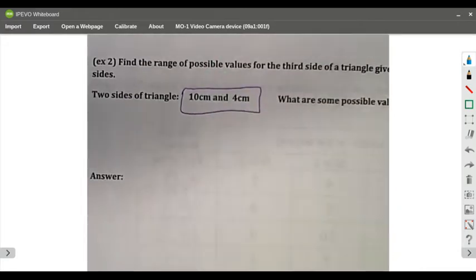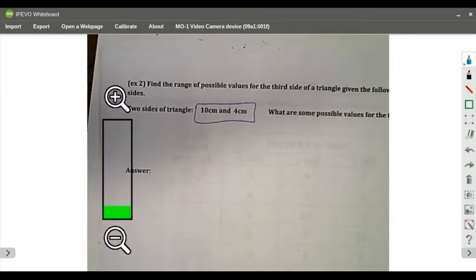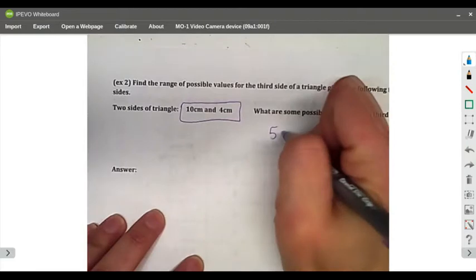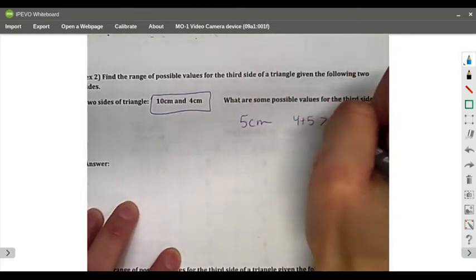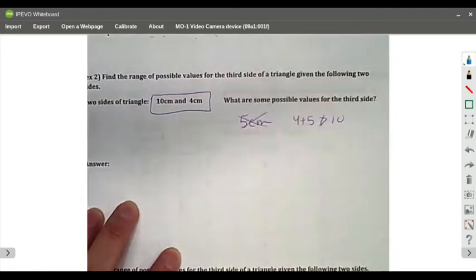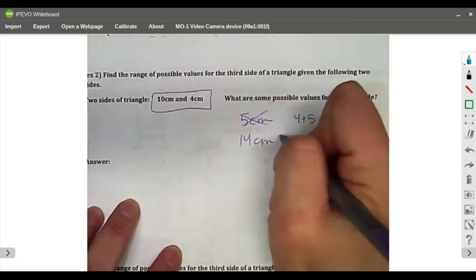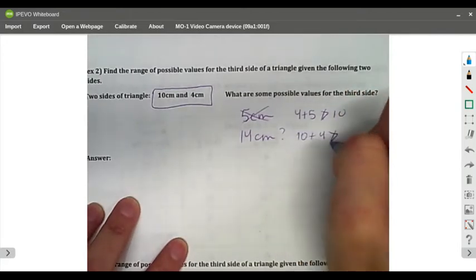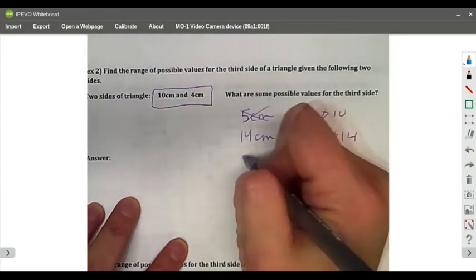Usually when I teach this, when we do it in class, I have you guys tell me some possible values that would work. So I just have you throw out numbers like 5 centimeters. Would 5 centimeters work? Well, let's see. 4 plus 5 is not bigger than 10. So no, 5 wouldn't work. A lot of times kids will throw out 14. Would 14 work? Well, 10 plus 4 is not bigger than 14. So that's a no.